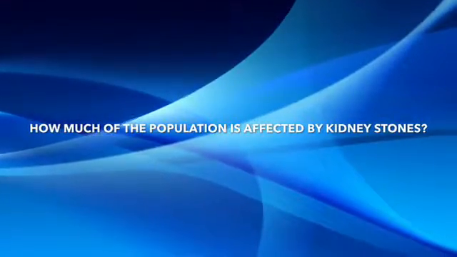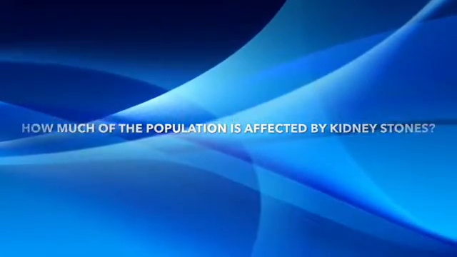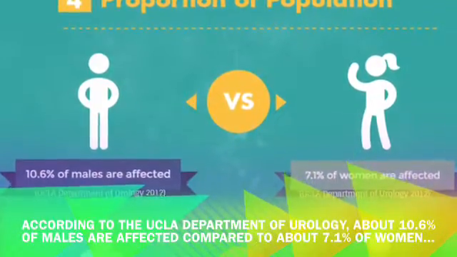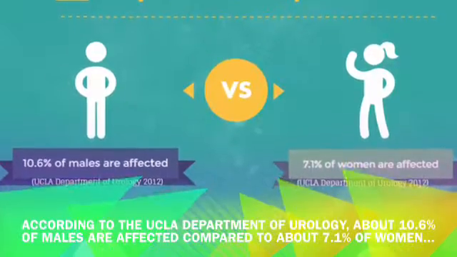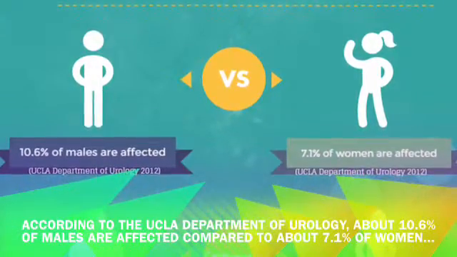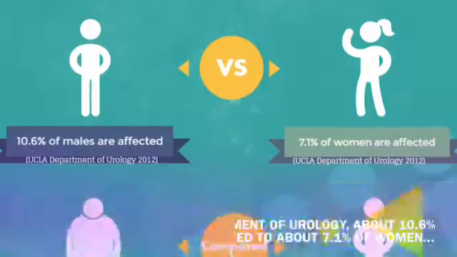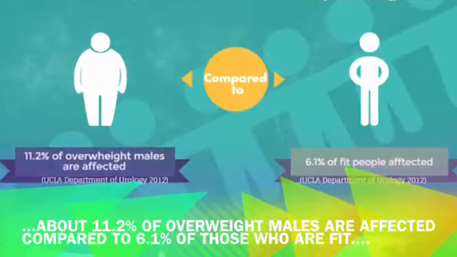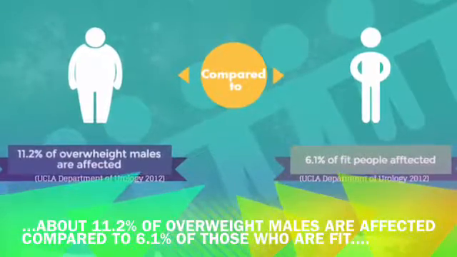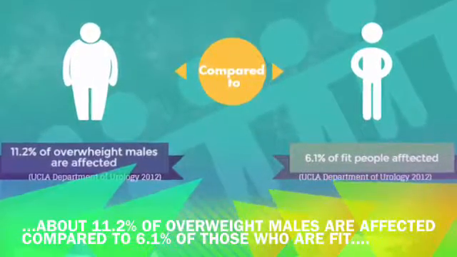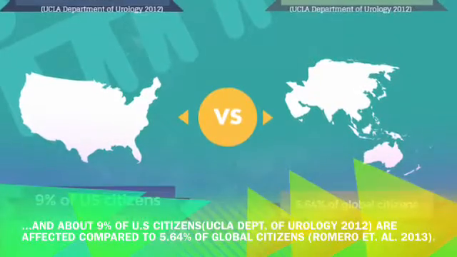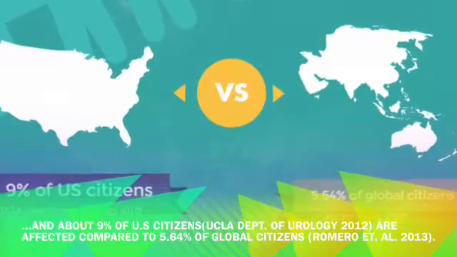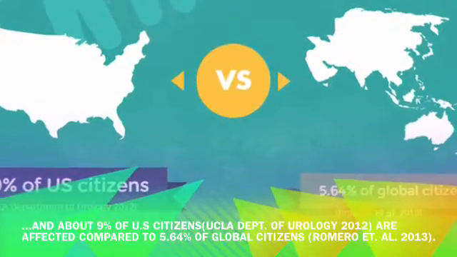How much of the population is affected by kidney stones? According to the UCLA Department of Urology, about 10.6% of males are affected compared to about 7.1% of women. About 11.2% of overweight males are affected compared to about 6.1% of those who are fit. And about 9% of US citizens are affected compared to about 5.64% of global citizens.